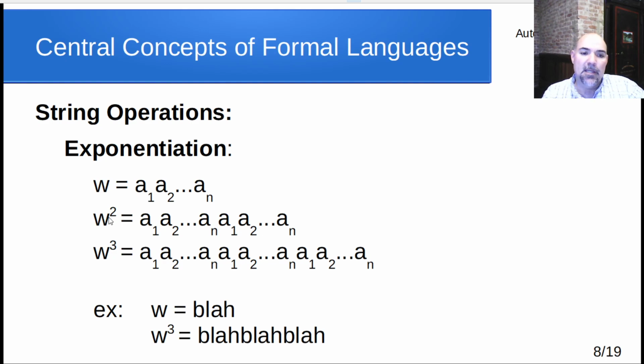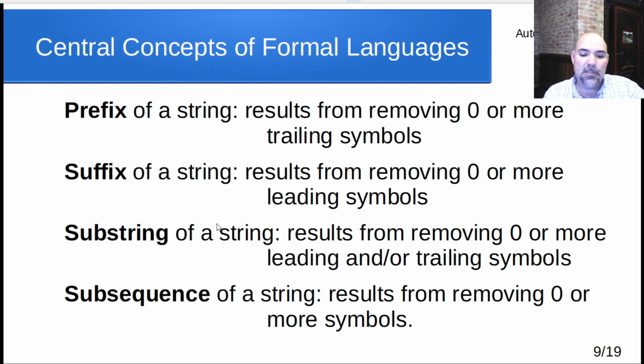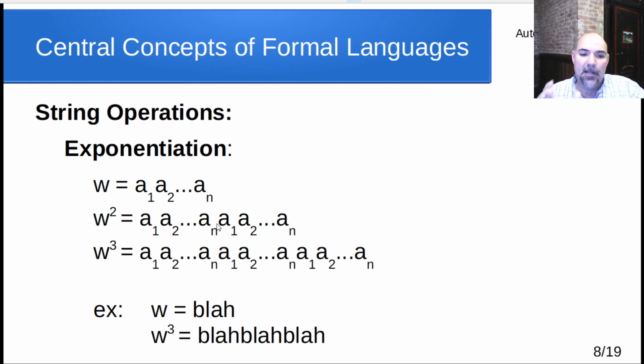So in other words, W to the 2 is that string W concatenated with itself 2 times, W to the 3 is 3 times, and so forth. And as an example here, we have blah, W raised to the 3rd power, exponentiated to the 3rd power, blahblahblah. Again, no spaces between them because we're just concatenating it with itself this total number of times that we see right here.